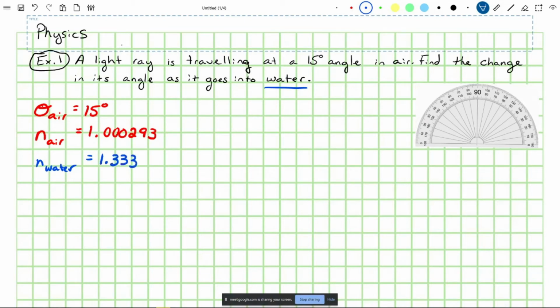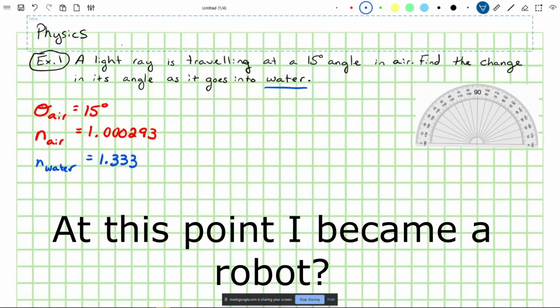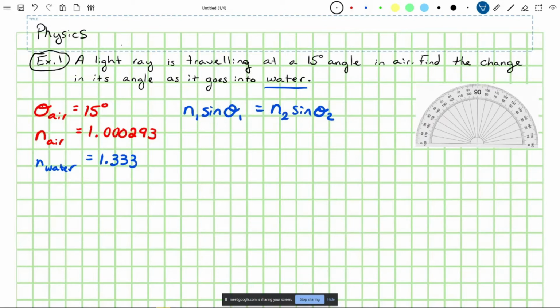And this is all we know. Snell's law, if you recall, is n1 sine of theta 1 is equal to n2 sine of theta 2. This is the relationship as the light travels from one medium to another. In this case, n1 is going to be in air. This is all the description that we need.